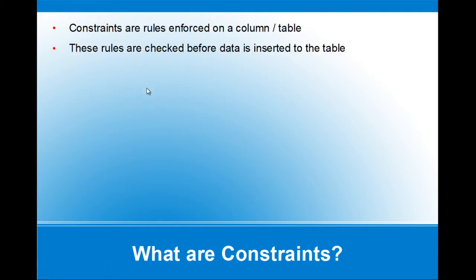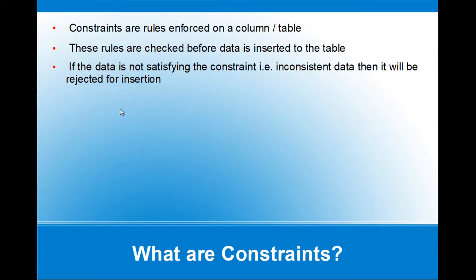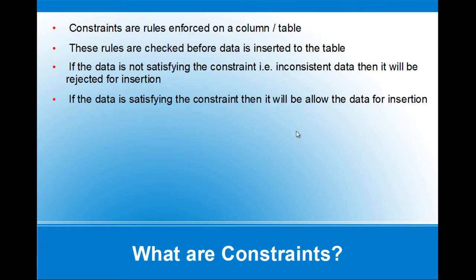These rules are checked before the data is inserted into a table. If the data is not satisfying the constraint, then the data will be rejected and it will not be loaded to the target table. So basically it will reject the inconsistent data. If the data is satisfying the constraint, then it will allow the data to be inserted into that particular table.